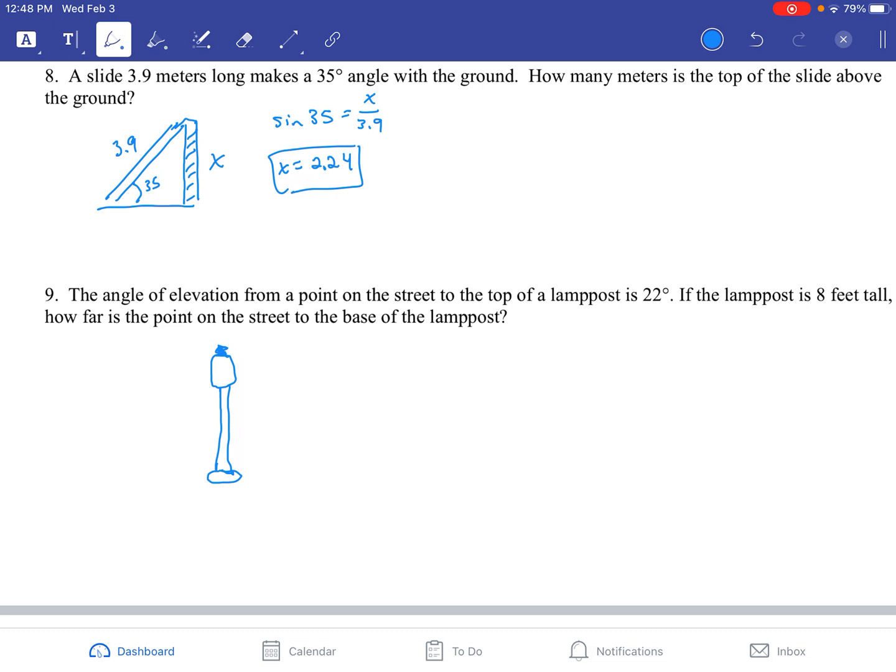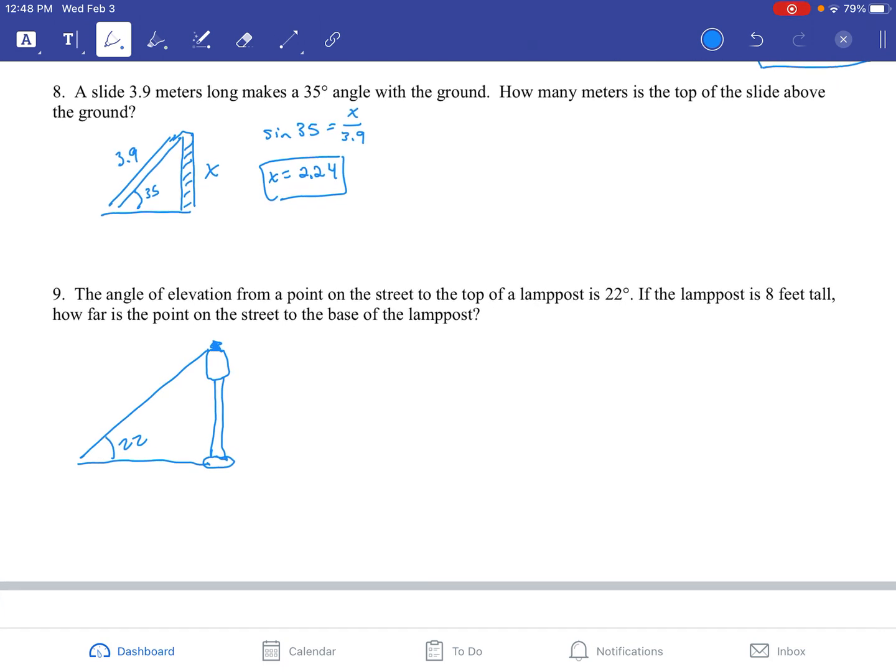It's a beautiful drawing of a lamppost. All right. So the angle of elevation from the point on the street to the top of a lamppost is 22 degrees. The lamppost is 8 feet tall, so that's 8 feet tall. How far is the point on the street to the base of the lamppost? We want to find x.